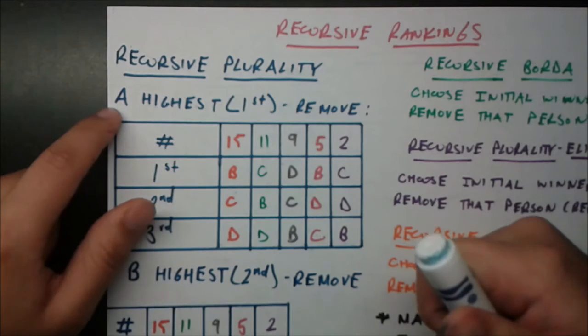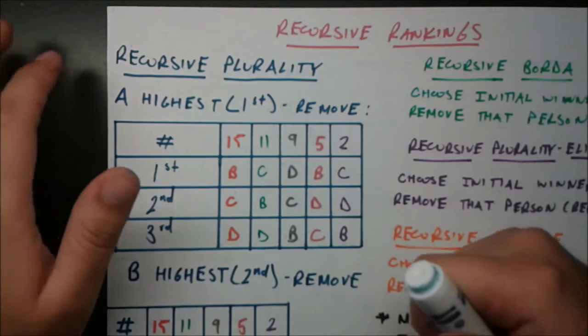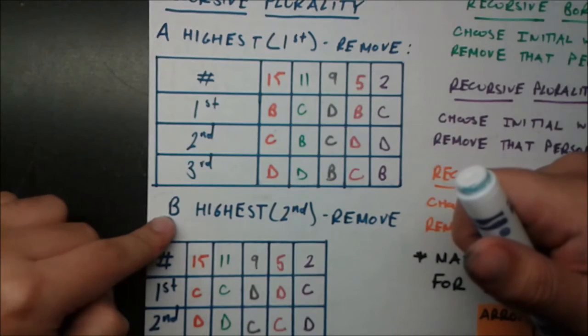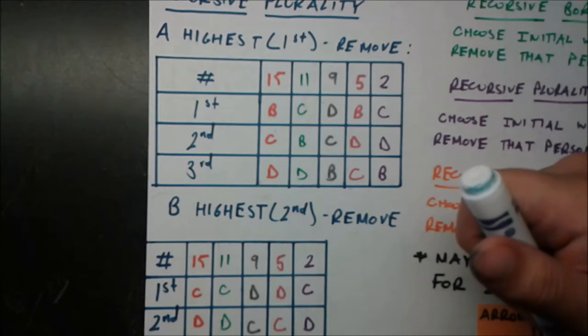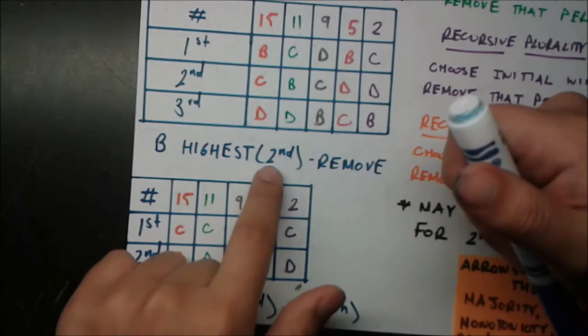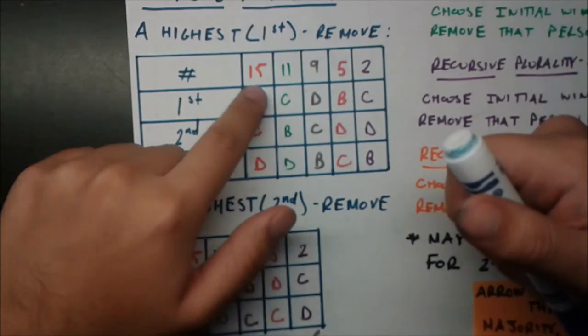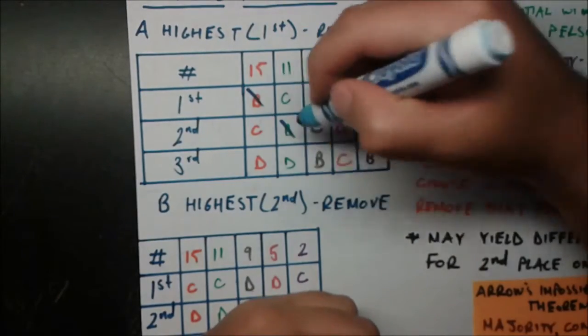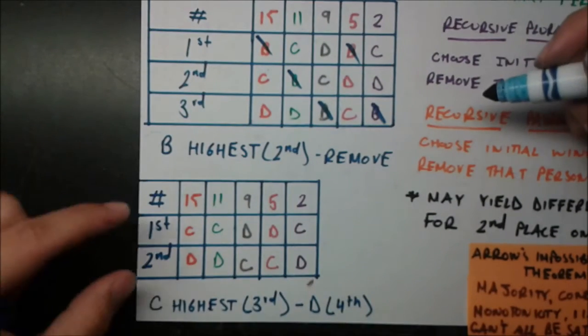So since the output of the first step was A winning, that means the input of the next step is delete A. Since the output of this step is B winning, the input of the next step is going to be, you guessed it, you have to delete B. So now since B won here and he's entitled second place, we delete him from here and we just take this new list and we cross out all the B's and we generate a new list with just the C's and D's retained. So now that's here.